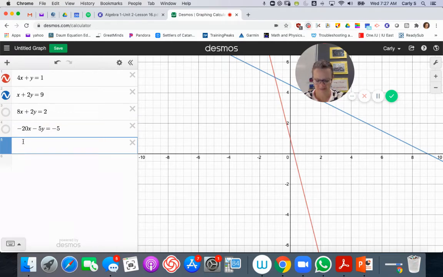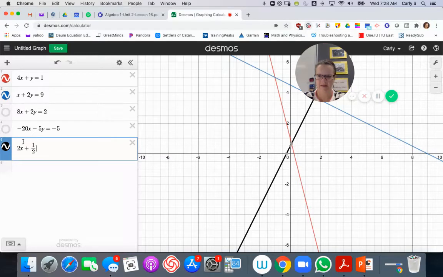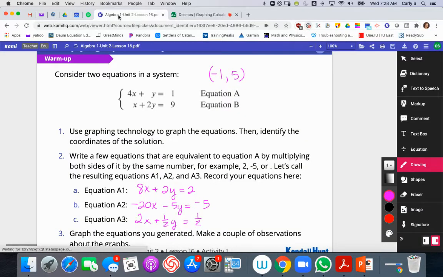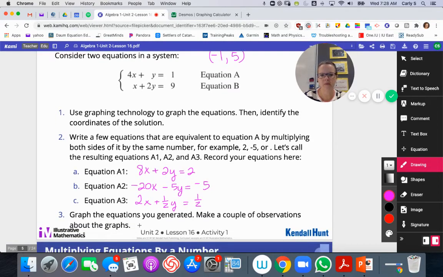All right, next one. 2x plus 1/2 y equals 1/2. Okay, red and black are now the same. So we didn't change the equation at all by multiplying the entire equation by a factor. Graph the equations you generated, make a couple of observations. They're all the same. Same graph, same line.